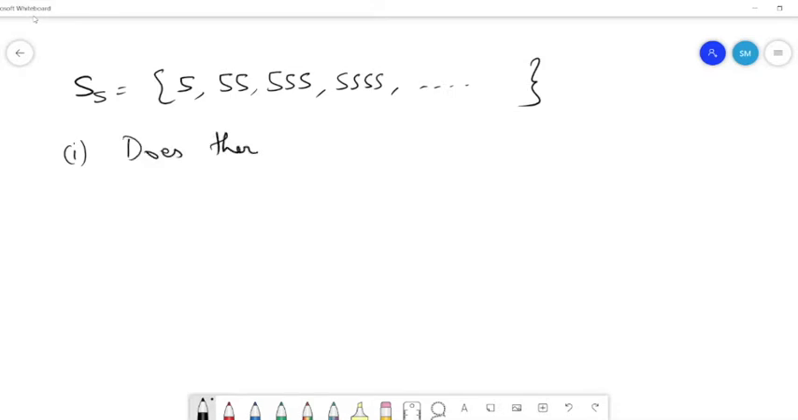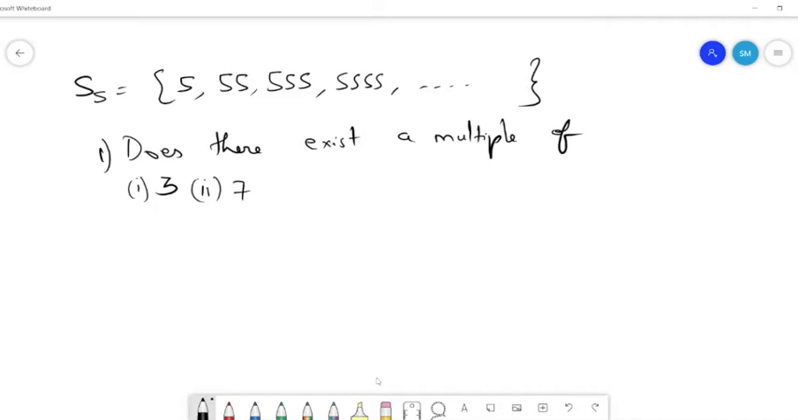Does there exist a multiple of 7 in S5? This was the question. So first, does there exist a multiple of 3 in S5? Does there exist a multiple of 7 in S5? And does there exist a multiple of 2021 in S5? This was the question that we were discussing.